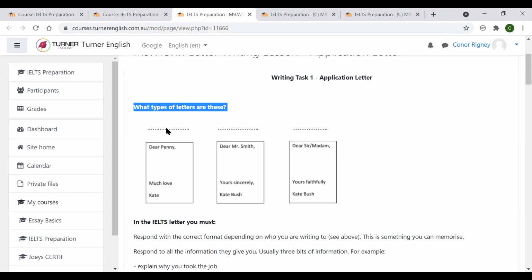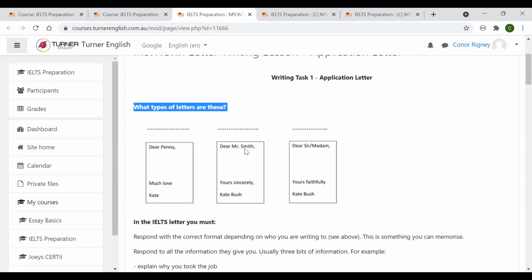Because Penny is a given name, and much love is personal, it's family. Exactly. Absolutely. Very good. Guys, unfortunately, there is not that big a chance of you getting an informal letter. So you will probably have to do one of the other 2. And let's get Damond to read number 2 with Dear Mr. Smith.